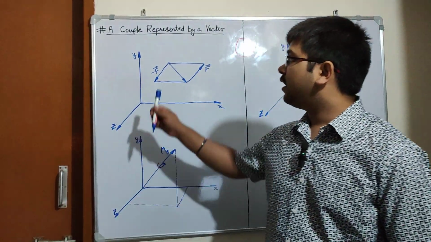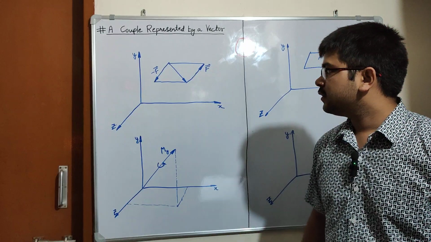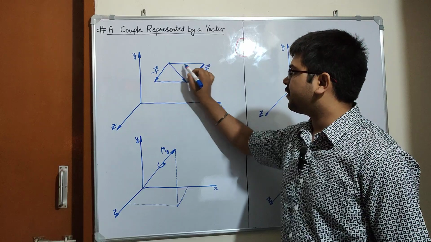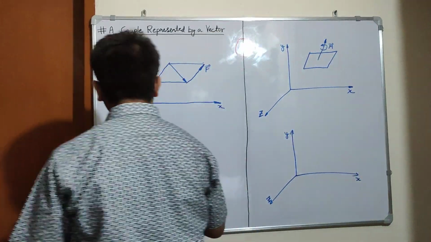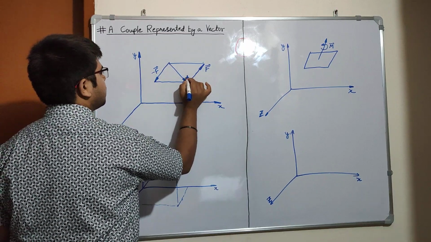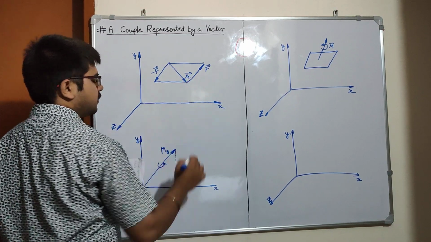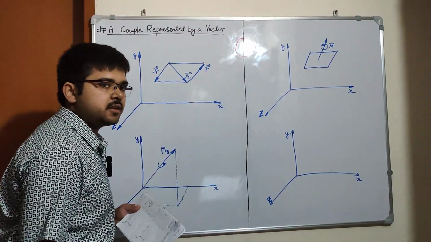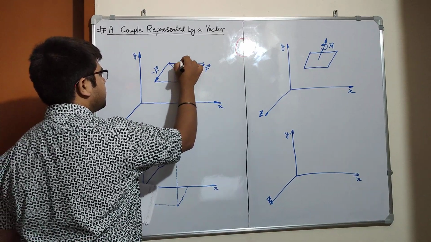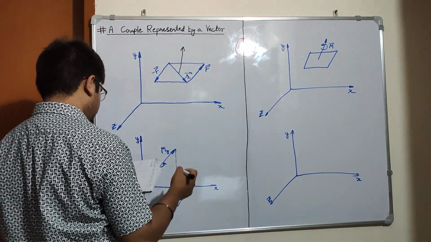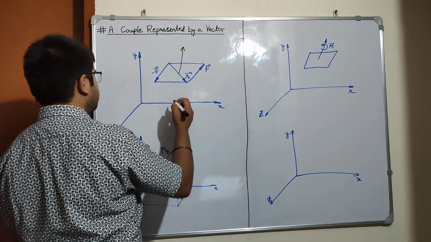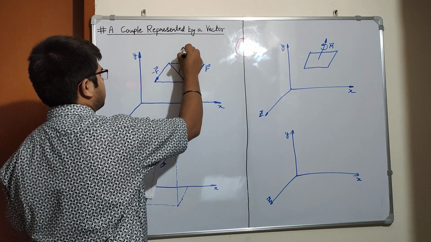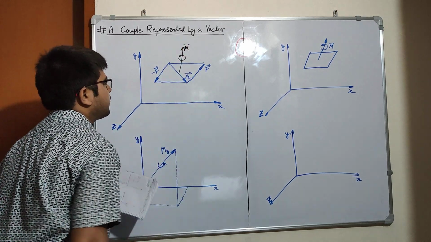Today we'll be studying a couple represented by a vector. So we have a minus F vector and F vector here, and R vector is given as shown here. This is R vector, and the moment of this vector is in this direction in the anticlockwise sense. This is the moment vector.